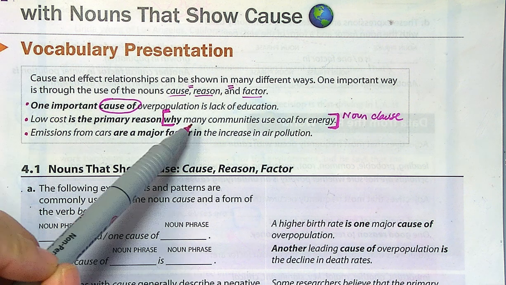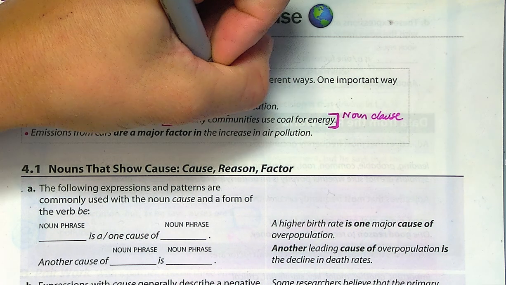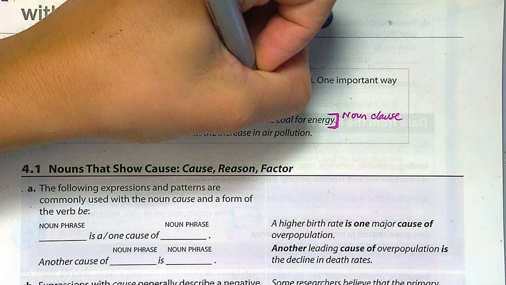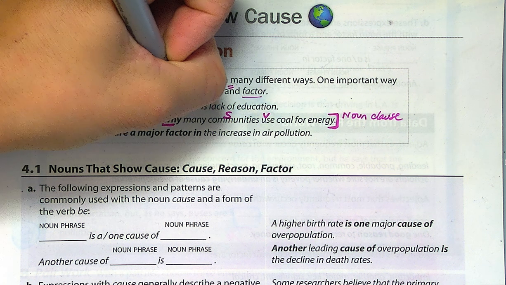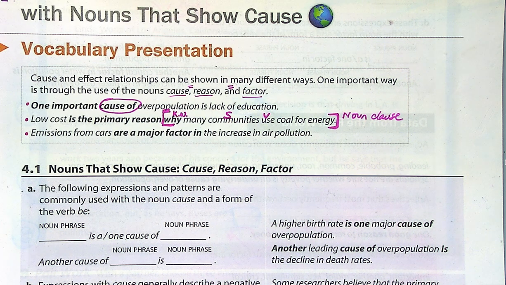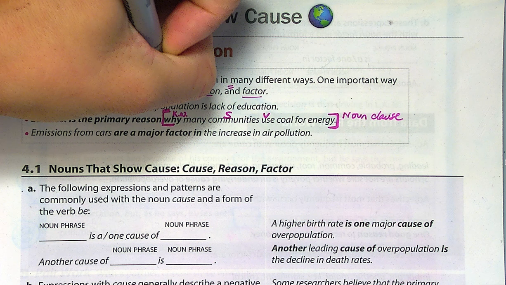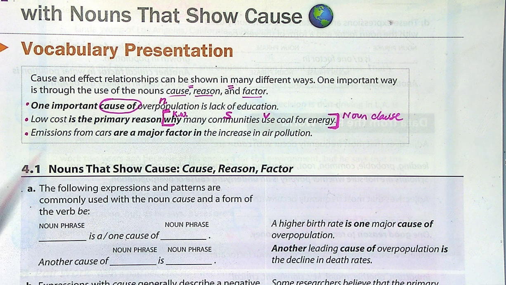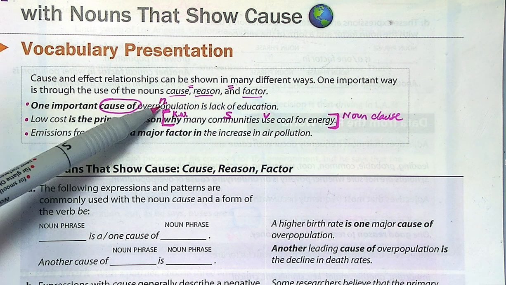We're looking at why many communities, and we know this is a noun clause because we've got a subject, many communities, and we've got a verb. And then we also have our keyword, our grammar word here. We have been talking about noun clauses. This should be review. Let's go back to the first one, cause of. What kind of word comes after this of? What part of speech is that? That is a noun. We know that our prepositions require a noun after them. So you must have a noun after a preposition.